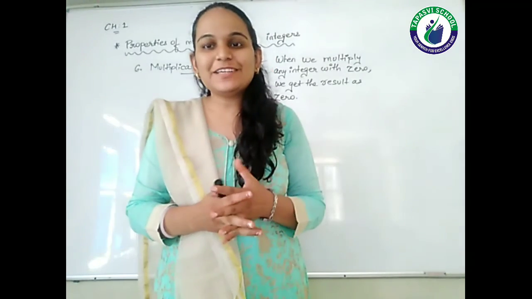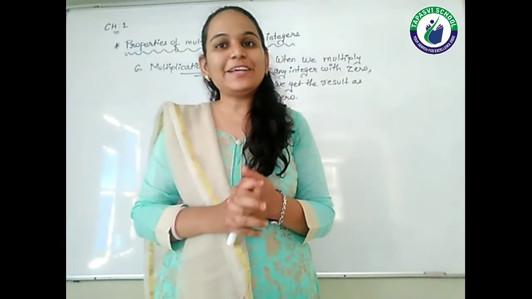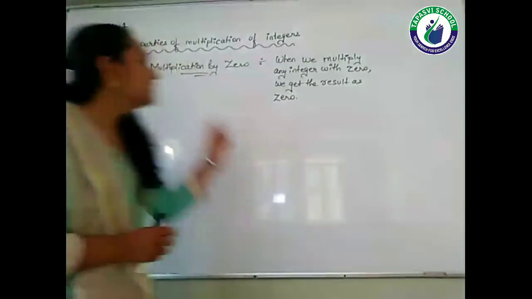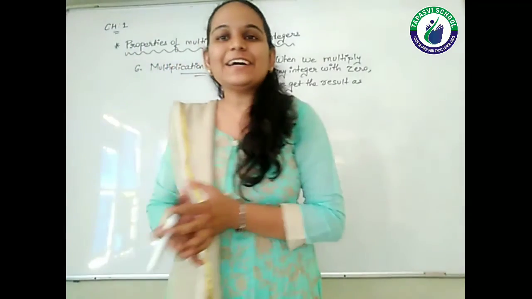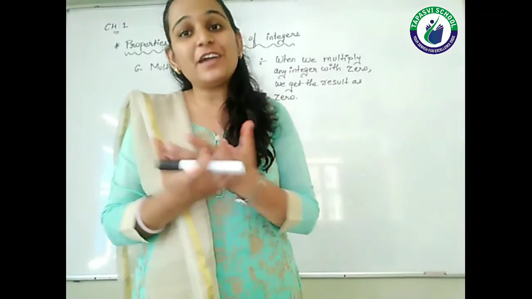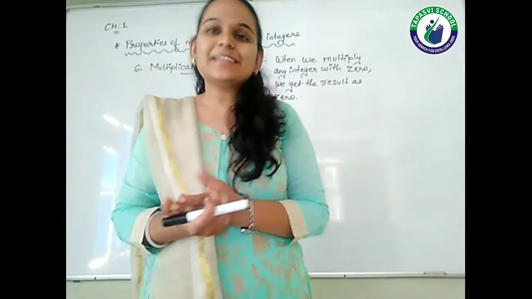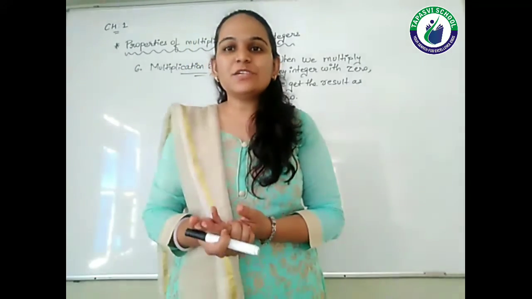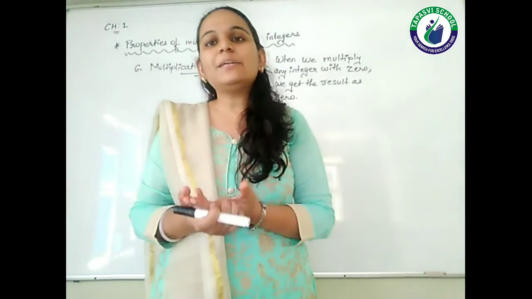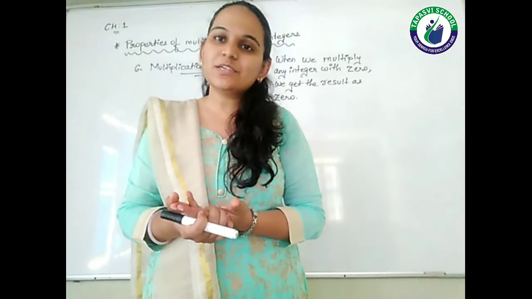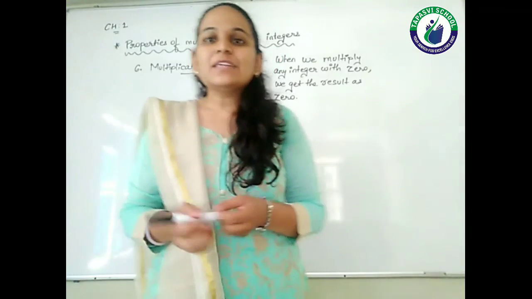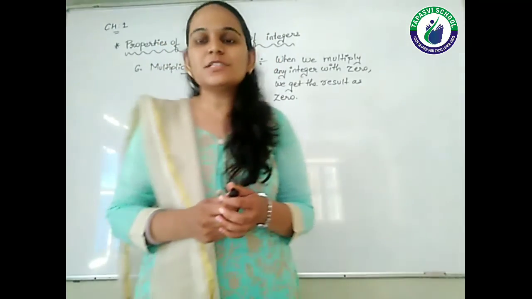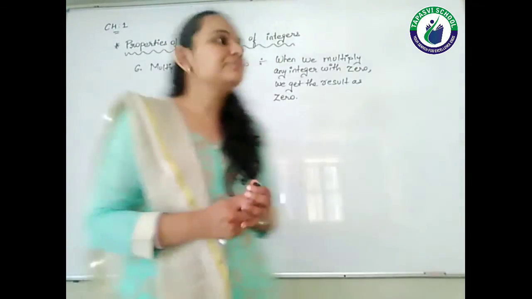Okay, students, now seeing the last property of the multiplication of integers, that is multiplication by 0. You would have got the idea with the name only what ma'am is going to do, right? So multiplication by 0, students, that means if you multiply any integer with 0, then what happens? You get the answer as 0 only, right? So let's see some examples, students, based on this property.